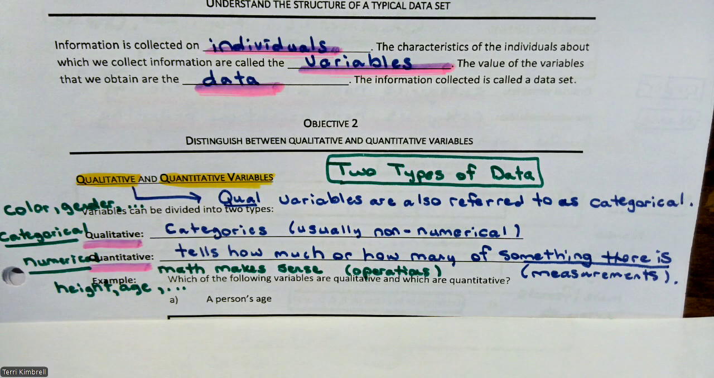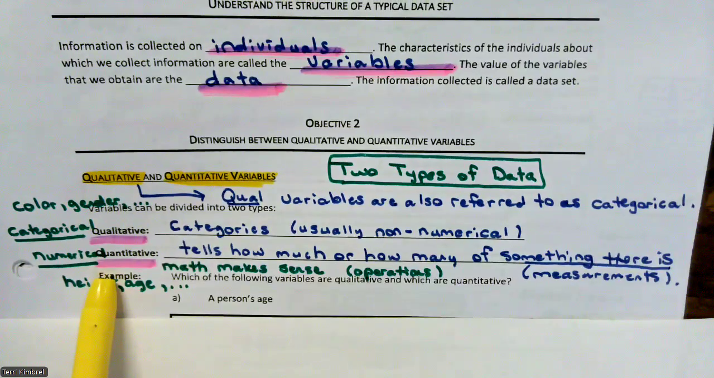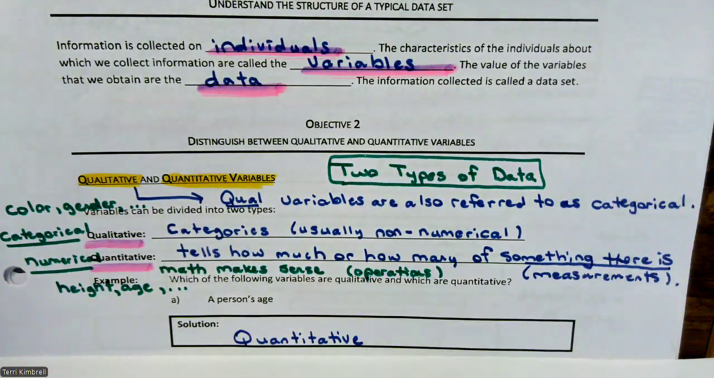We're going to look at some examples in the packet for section 1.2 and see what you would think. A person's age. When you think about a person's age, can we do math with it? Of course, we have birthdays. We can add years as we're getting older. So we can actually do math and that makes sense. A person's age would be a quantitative variable.